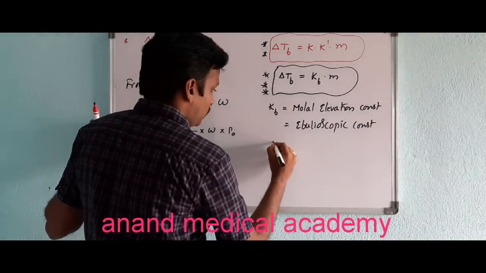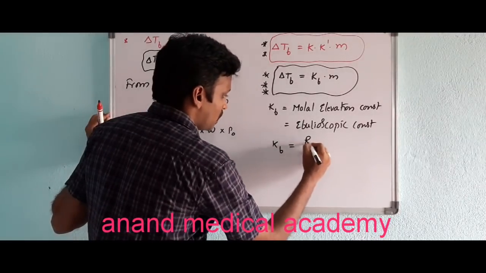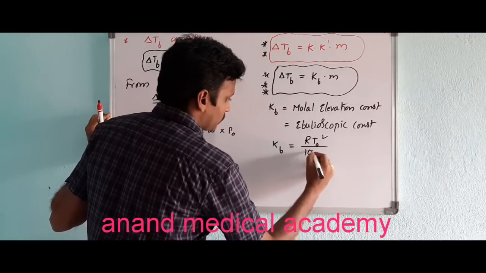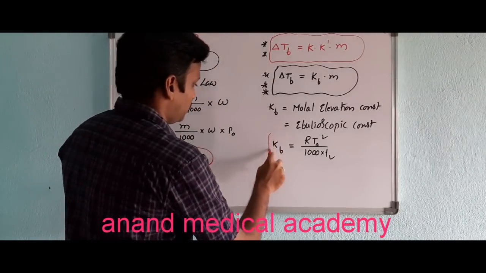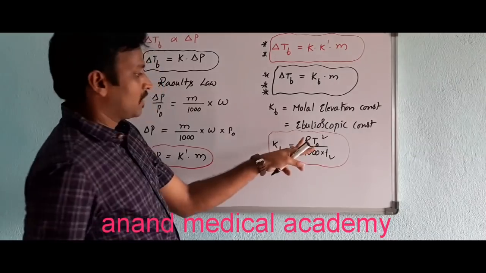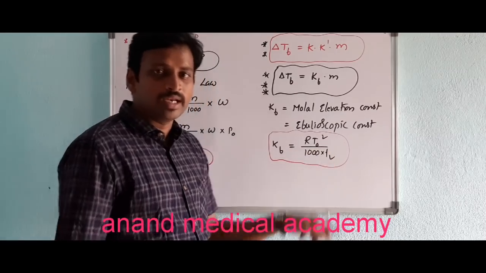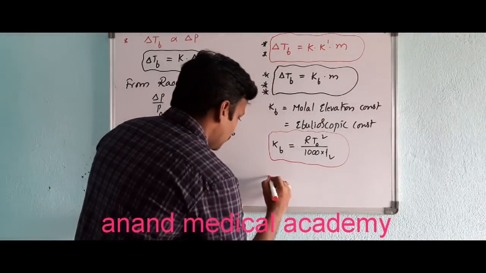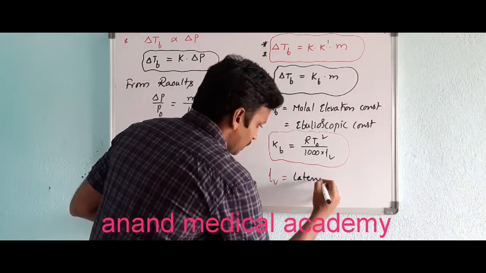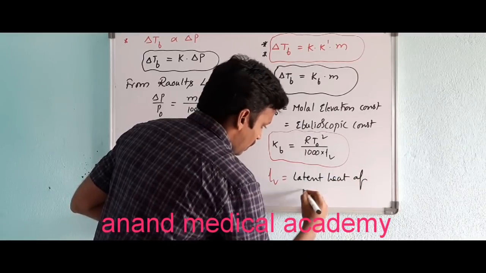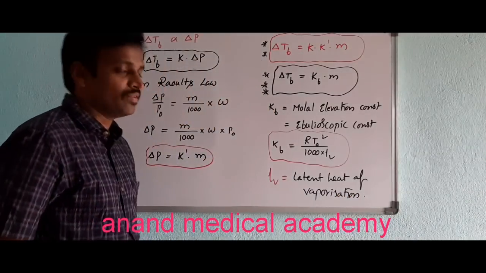Okay. KB also has one important formula we will have in thermodynamics also. KB is equal to R T naught square by 1000 into Lv. This is the important relation for KB. R, as everyone knows, is the gas constant, and T naught is the boiling point of the pure solvent, and Lv is the latent heat of vaporization.